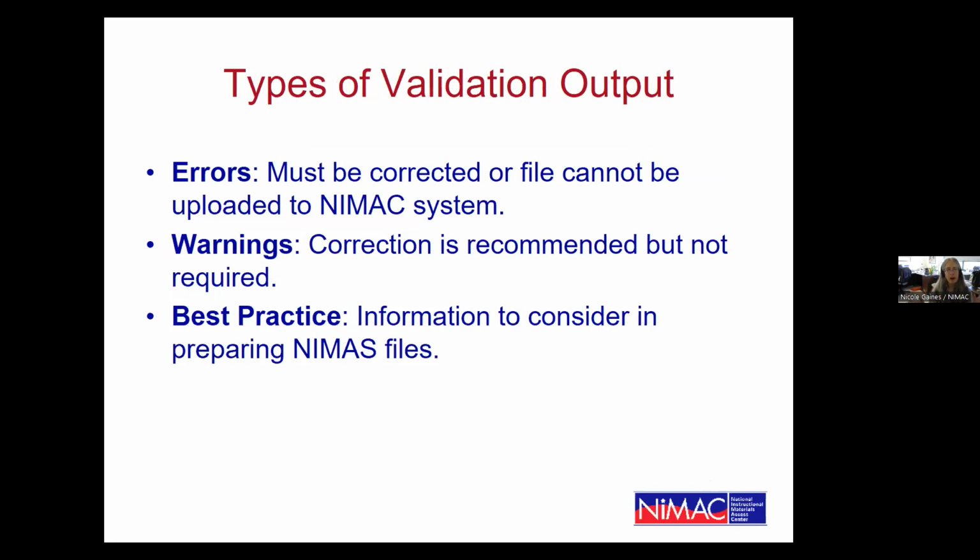And those indeed are the types of validation output that you could possibly see. Just to clarify what these levels of output are with the tool, errors must be corrected or the file cannot be uploaded to the NIMAC system. So you definitely want to zero in on anything that is an error. Warnings are output where correction is recommended, but it is not required. And best practice is kind of the third level down. It's information to consider in preparing the NIMAS files.